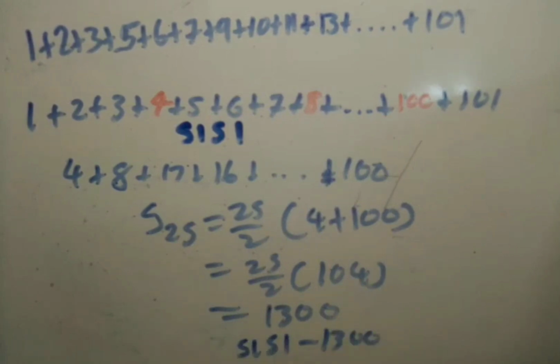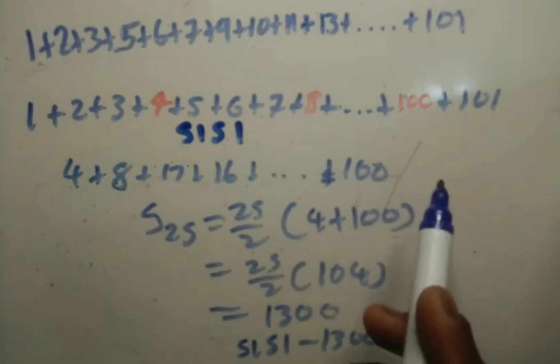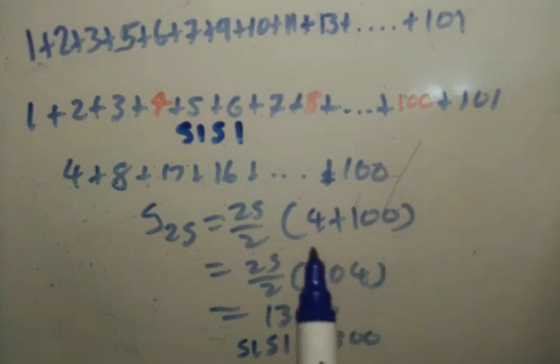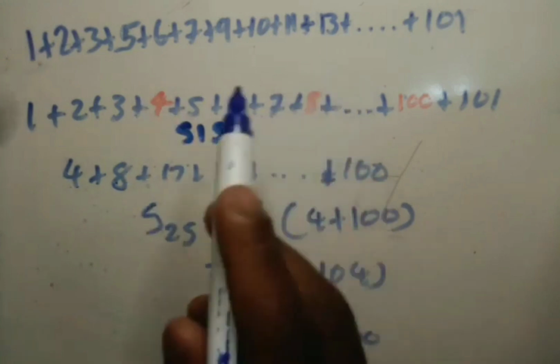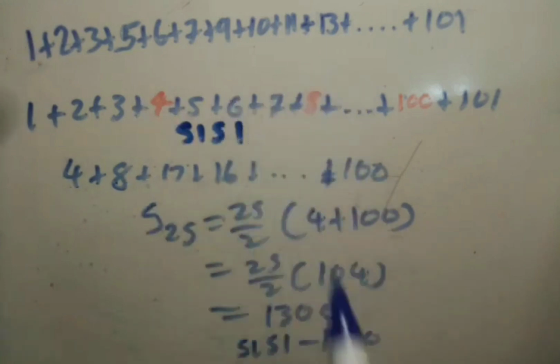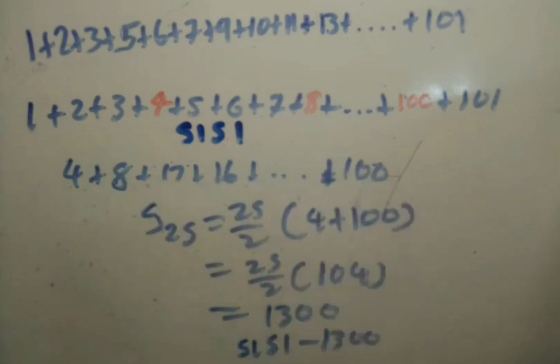Why? Because 5151 is when everything is included, including the multiples of 4, and 1300 is the sum of the multiples of 4 that were removed. So since in the original one the multiples of 4 were removed, we also have to remove them. In other words, we have to subtract them, right? So it's the sum of the total minus the sum of the ones that were removed. That gives you the answer. When you type this in the calculator, the answer to that is 3851.